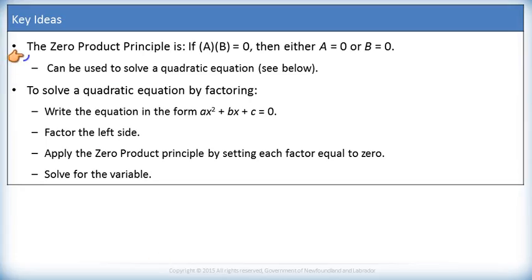So the zero product principle is if a times b equals 0, then either a equals 0 or b equals 0, and it can be used to solve a quadratic equation. To solve a quadratic equation by factoring, write it in this form first. Factor, apply the zero product principle by setting each factor equal to 0, then solve for the variable. And of course, you should always check your answer in the original equation, which I didn't do in the last two examples. I left it to you.